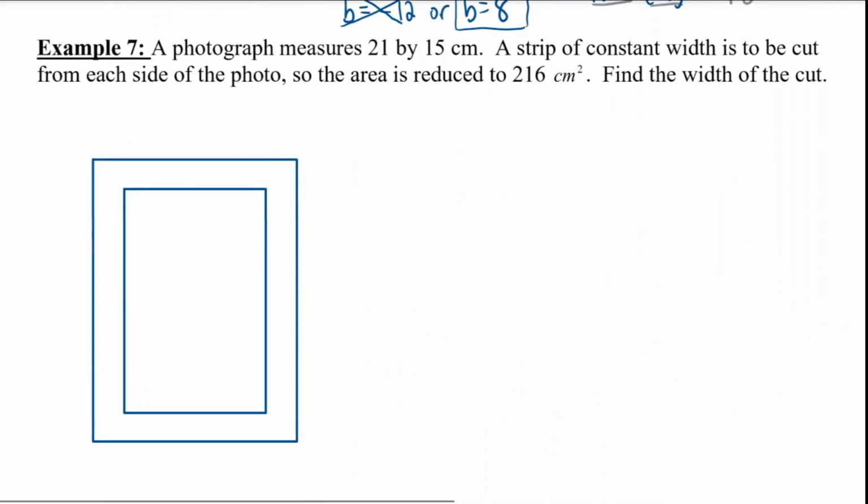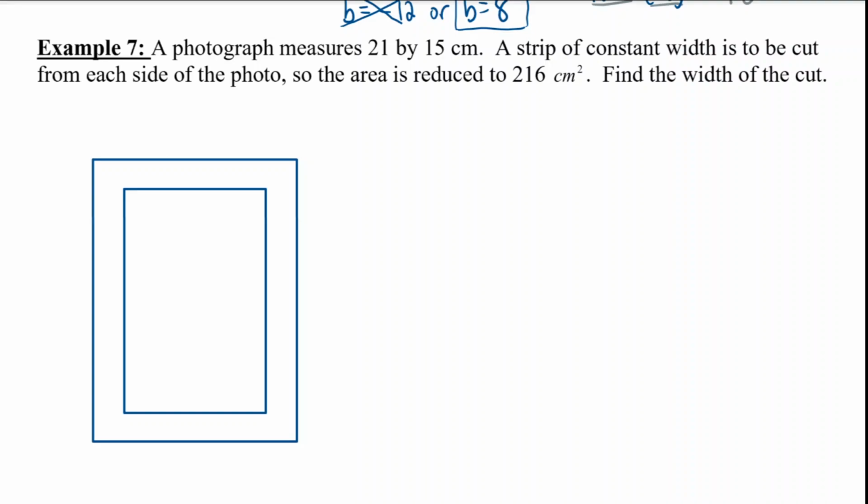Here we've got a photograph measuring 21 by 15 centimeters. What we're trying to do here is cut a strip of constant width off of this picture, so it maintains the same proportions, and that its area is reduced to 216 centimeters squared. We're trying to figure out what that width of this cut's going to be, so that we reduce it to this particular area here. So let's set our variables here.